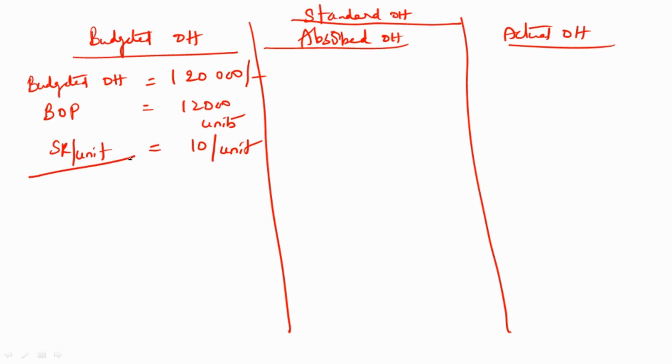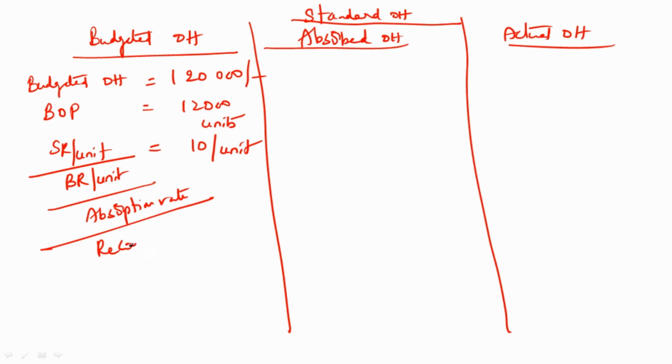The standard rate can also be called budgeted rate. It can also be called absorption rate. It can also be called recovery rate. It can also be called predetermined rate.